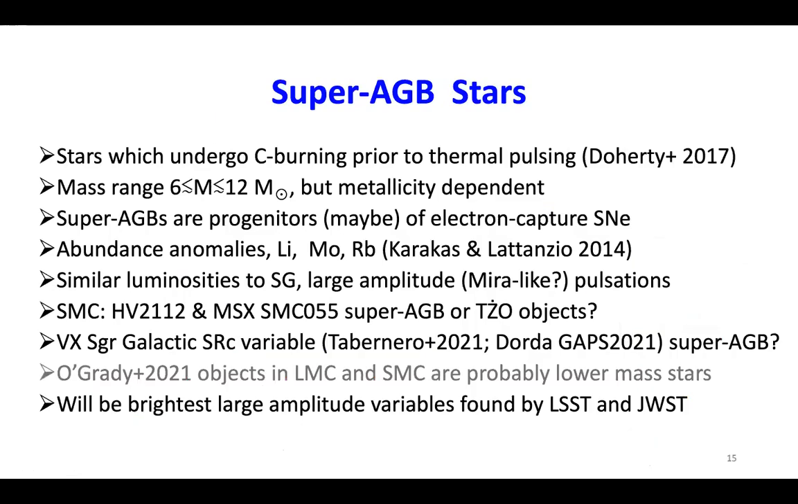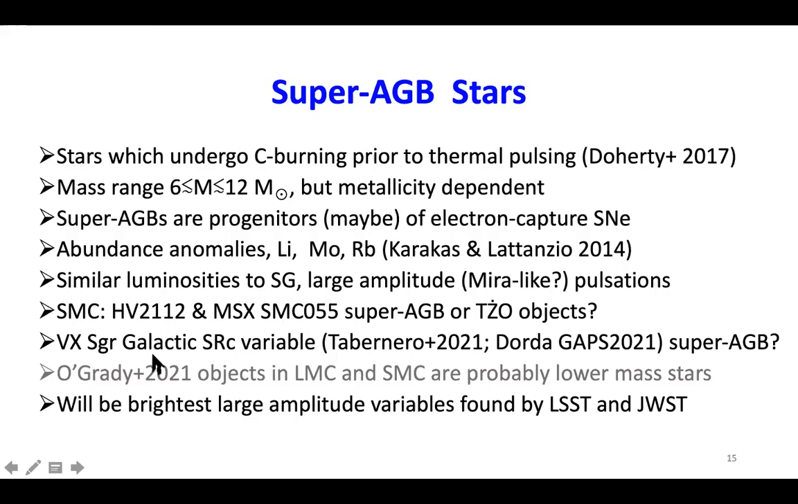Super AGB stars are extremely interesting. They're stars which undergo carbon burning prior to their thermal pulsing. The mass range depends extremely on the metallicity, and could be anywhere between 6 and 12 solar masses. They may be, at least some of them, the progenitors of electron capture supernovae. And they have interesting abundance anomalies. They have similar luminosities to supergiants, but large amplitude, perhaps Mira-like pulsations. And there are a couple of very good candidates in the SMC.